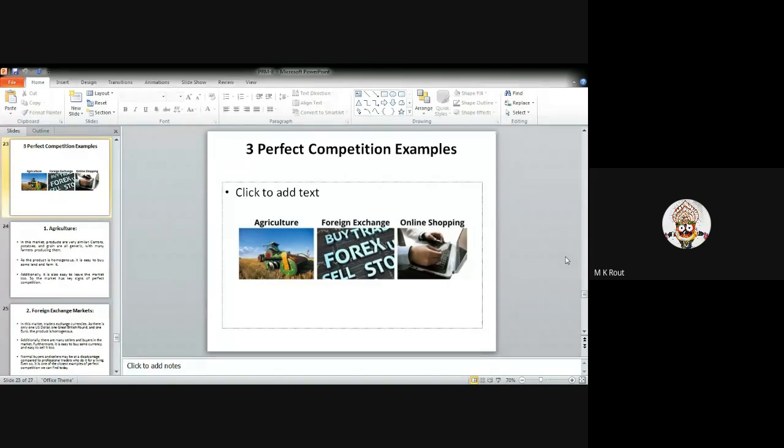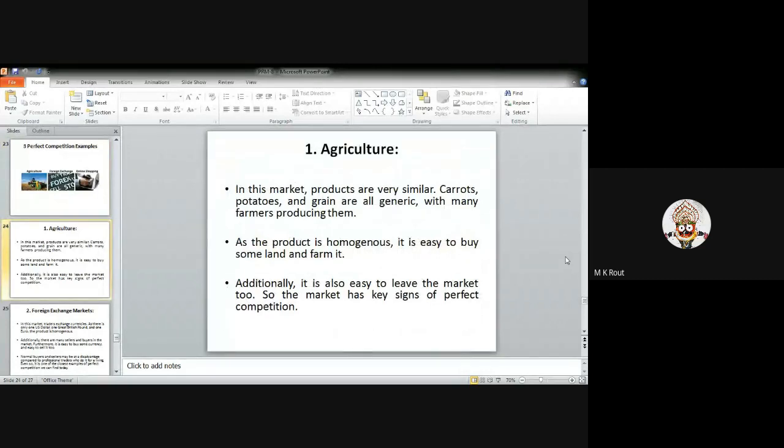In the agriculture industry, as I told, companies like John Deere and Mahindra, even Escorts, are implementing various farm trucks and tractors, but they directly focus on various products, especially with reference to farming. In agriculture, we are discussing various market products, or you can simply say vegetable products. We move to the next slide. In the marketplace, the products are very similar. For example, we have carrots, potatoes, grains, all generic, with many farmers producing the same things.